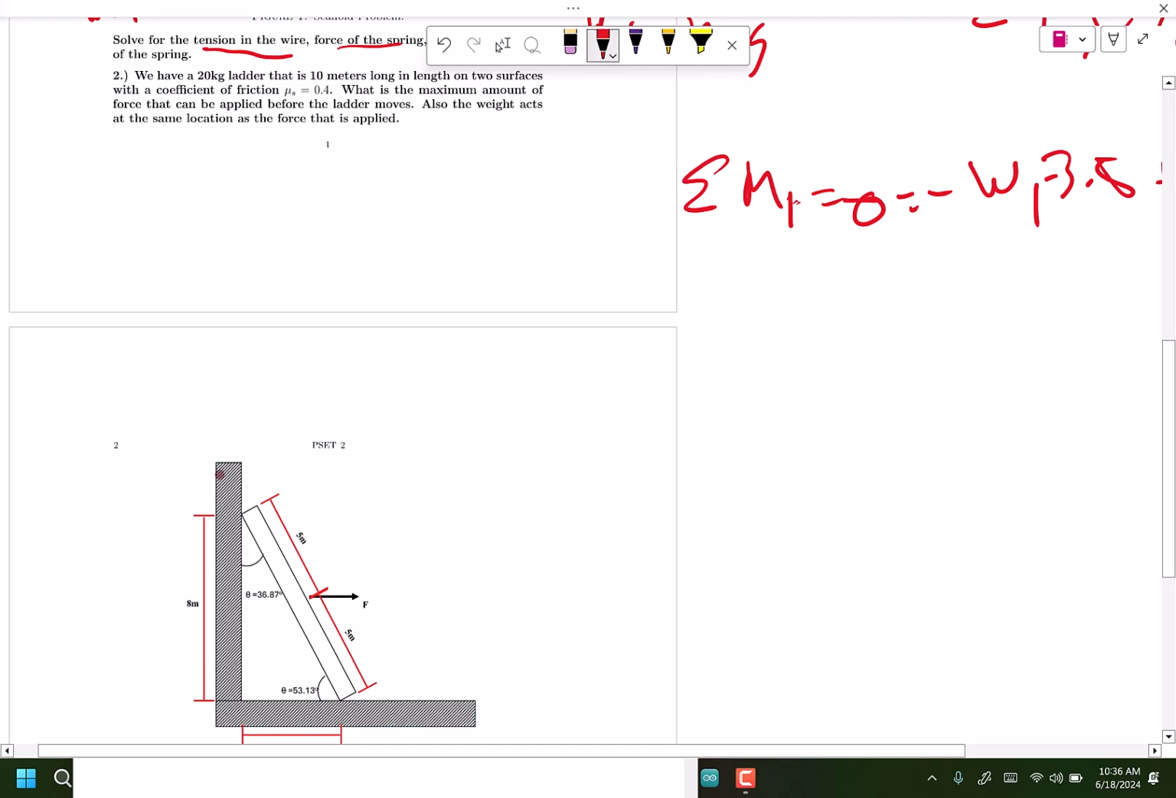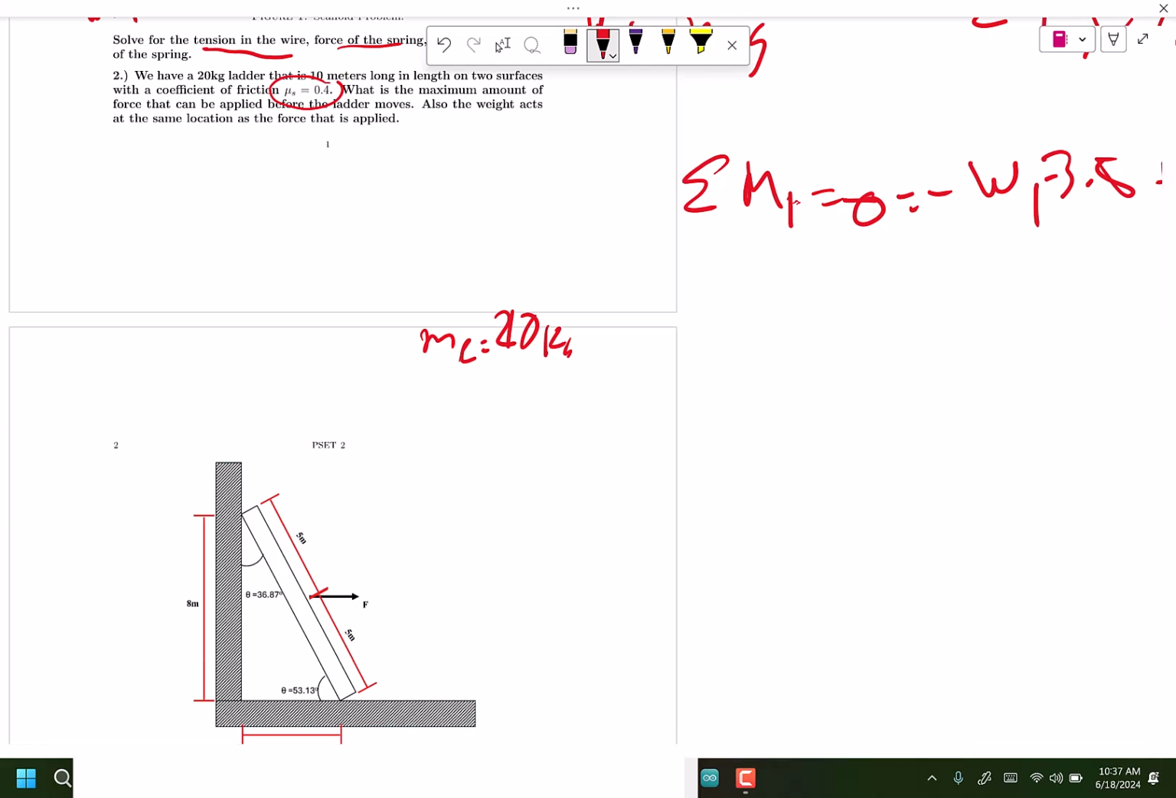problem. But now both of the surfaces have the same coefficient of friction. We have the mass of the ladder. So I'm going to call that mass ladder equals 20 kilograms. The length is 10 meters long, which we see here, and you can calculate from your geometry. Coefficient of friction, what's the maximum amount of force that can be applied right before the ladder moves. Also, the weight acts at the same location as the force is applied.